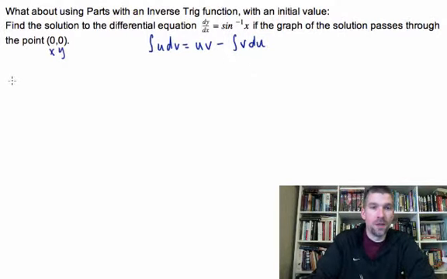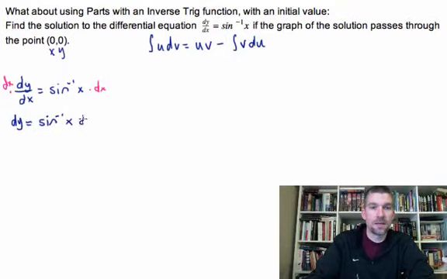Well, if we deal with dy/dx equals arcsine of x, I'm going to multiply both sides by that dx to start with. So I start here, and I multiply both sides by dx. The reason I do that is so I can get my integral action going here. So dy is equal to the arcsine of x dx.